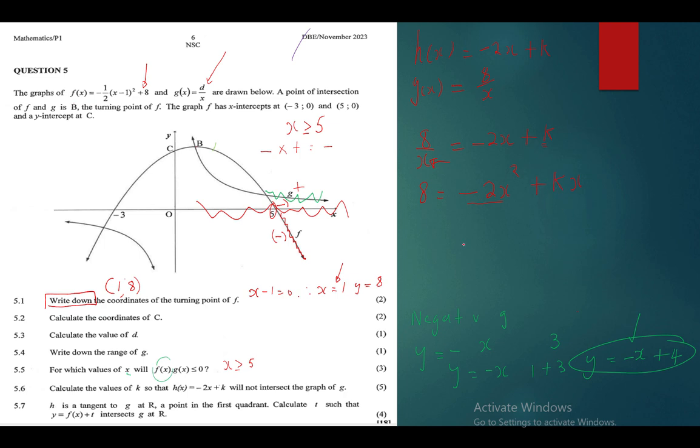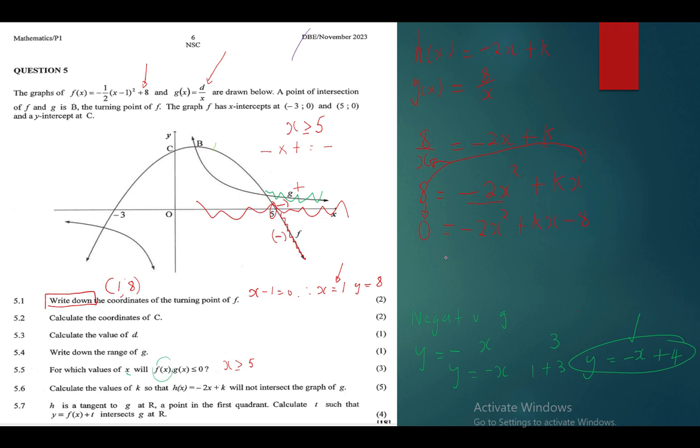So now I see this as a quadratic equation. I can say this is minus 2x squared plus kx, and I pulled minus 8 to the side. So we are left with 0 on the left side. So it's 0 equals negative 2x squared plus kx minus 8, which is actually a quadratic equation.